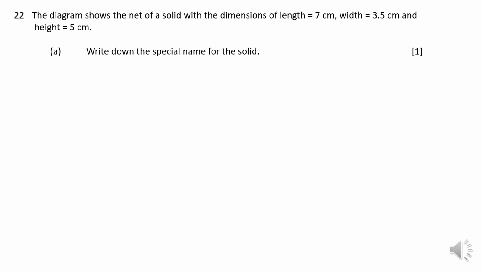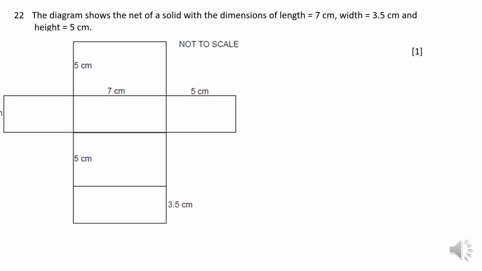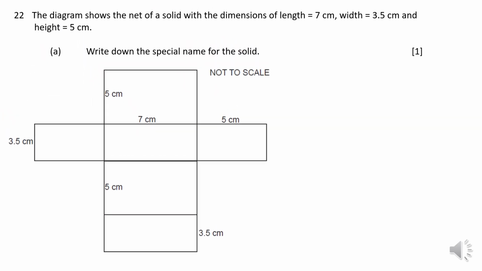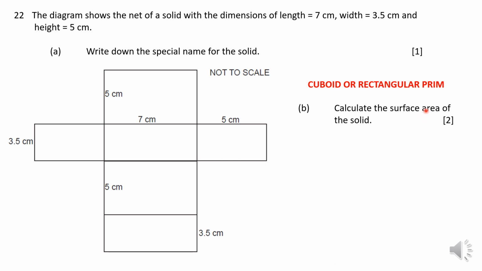Question 22. The diagram shows the net of a solid, and the dimensions are given as follows. The length is 7 centimeters, the width is 3.5, and the height is 5 centimeters. So the first special name is a cuboid or a rectangular prism. The second thing, and this is what I've done here, you're supposed to calculate the area.